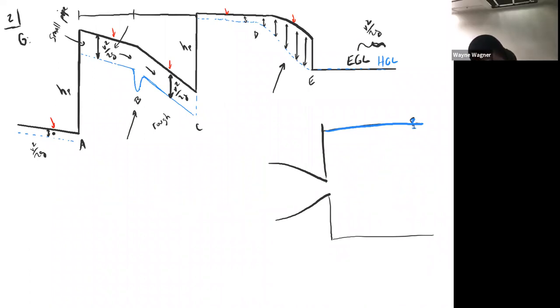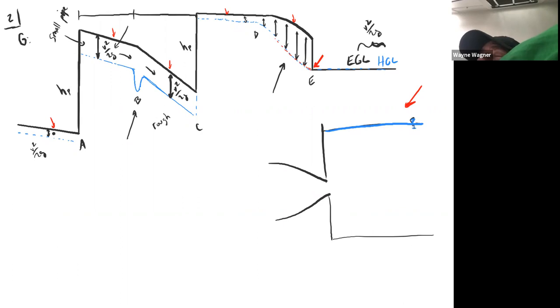Now, in this case, I might have a diagram and ask you questions about the system like we're doing right now, but I don't need you to draw this. I'm just doing this to picture what's going on here. Notice again, as I was talking about earlier, the HGL always comes right in to the surface. So it comes in right there.